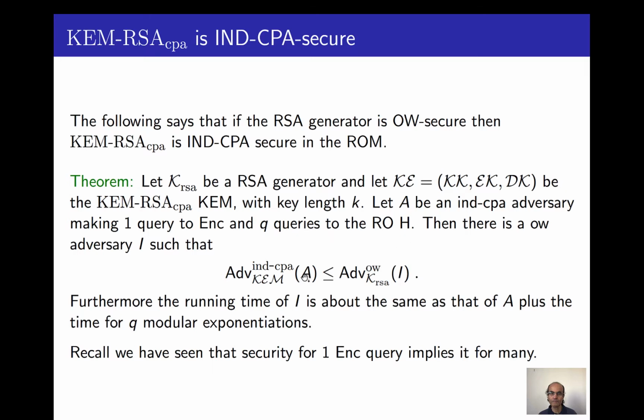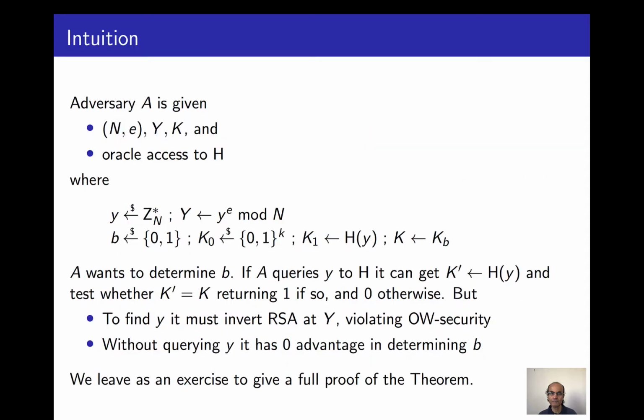We will bound the success of A in violating IND-CPA security of the KEM via the success of an adversary I we construct in violating the one-wayness of the RSA generator. And this adversary, as usual, is about as efficient as A, although there is an overhead related to the number of RO queries over here. So we won't prove this in full, but the intuition is quite similar to the prior time, so let's at least try to give that.